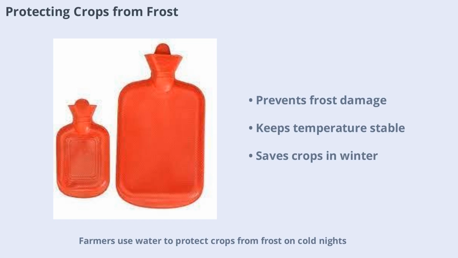Farmers use water to protect crops from frost on cold nights. When temperatures drop below freezing, water in plant veins can freeze and expand, damaging the plants. By flooding fields with water, farmers take advantage of water's high specific heat, which helps keep the temperature above freezing and saves crops from frost damage.